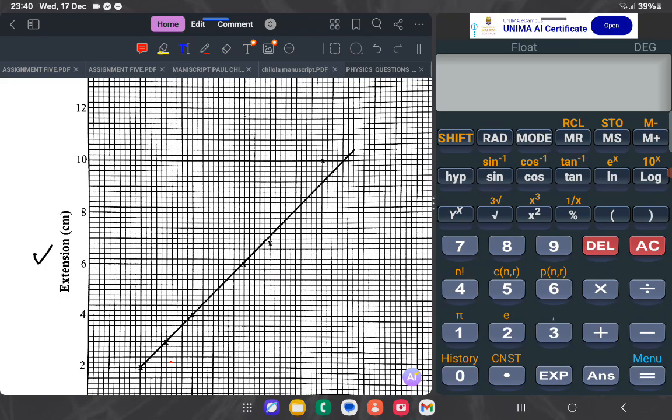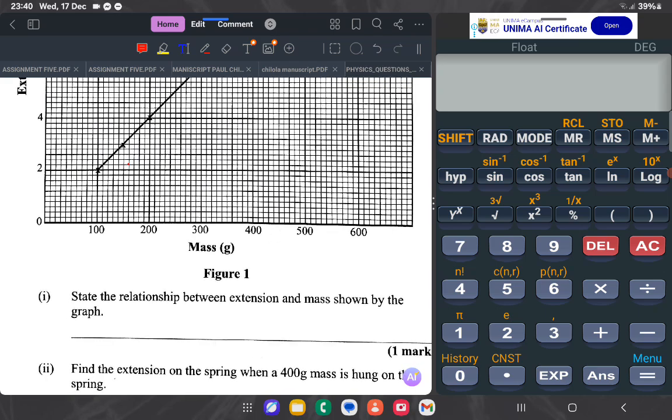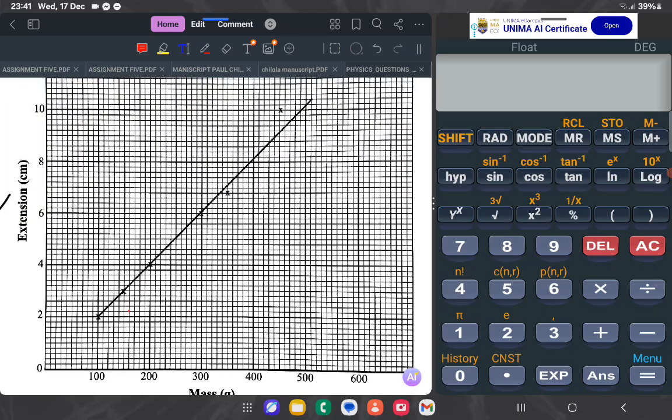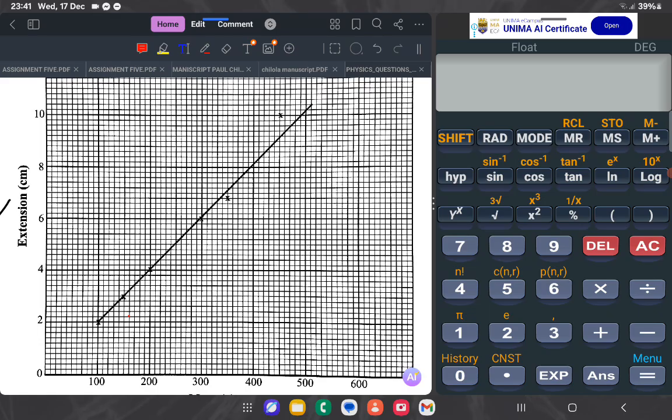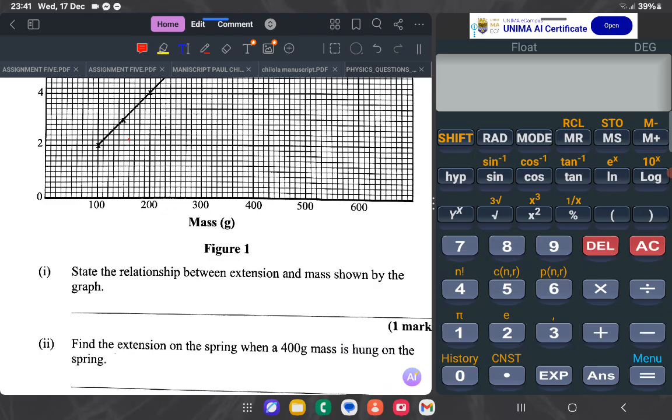So let's look at the questions. Roman numeral 1 is saying, state the relationship between extension and the mass shown by the graph. For us to tell the relationship, we have to look at the shape of the graph line. This is a straight line. A straight line usually depicts a direct relationship.